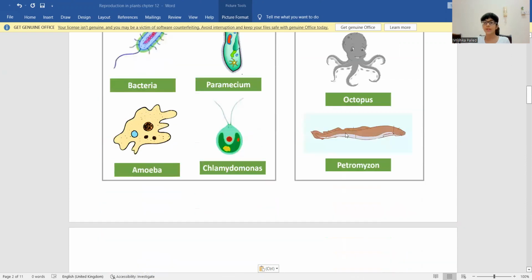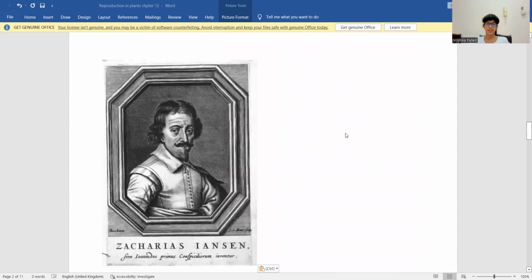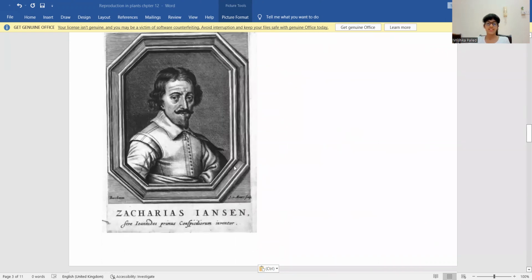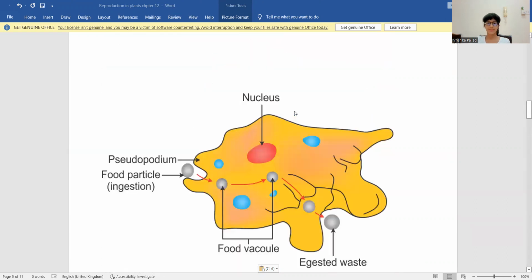Now let us see who invented the microscope. Zacharias Janssen invented the microscope.